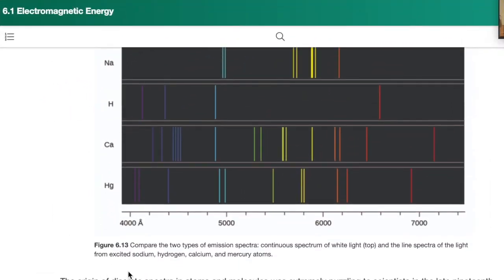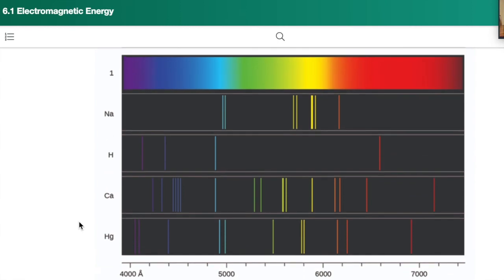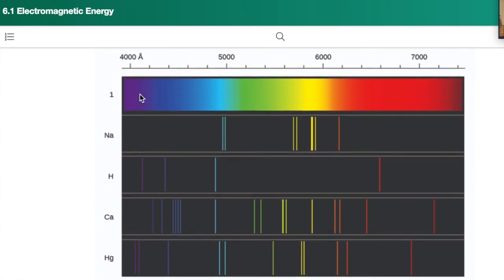I just wanted to show you figure 6.13 in your textbook. It has a picture of a continuous spectrum, so all of the different colors are being represented, versus some line spectra. This one even is hydrogen. So it's fairly simple, just a few lines in the visible range. We have one at 656.3 nanometers.